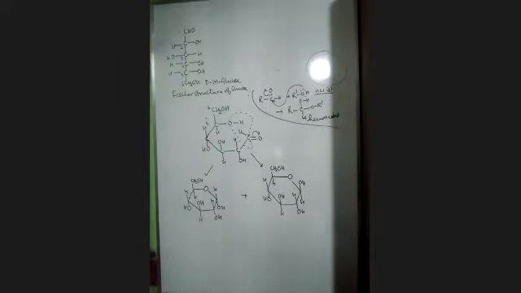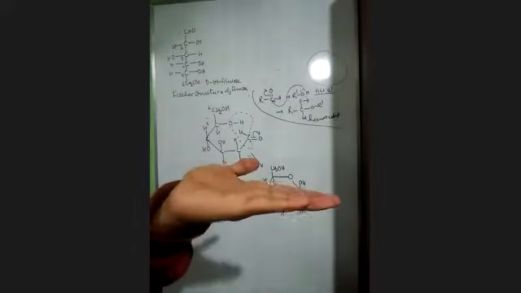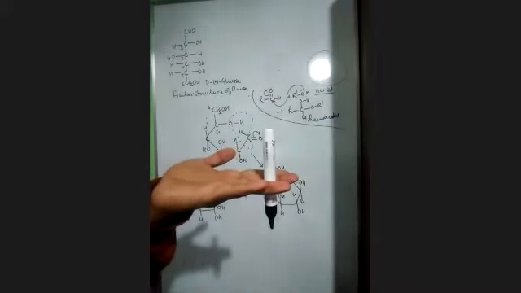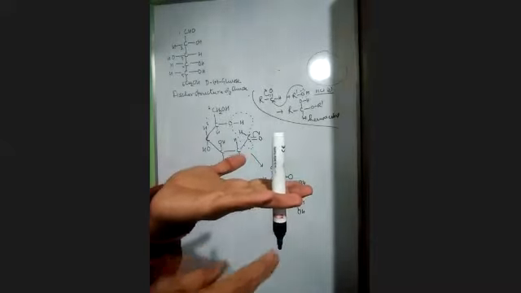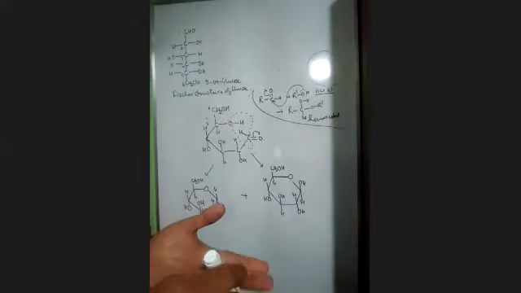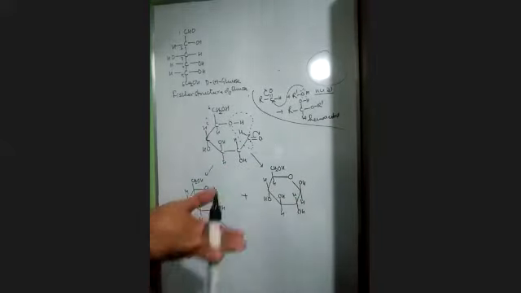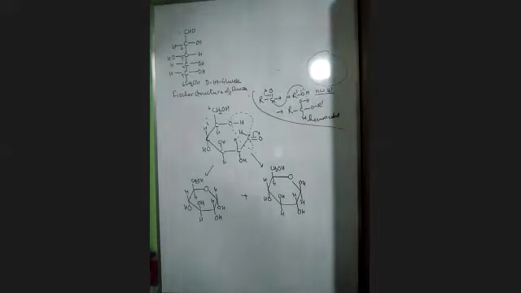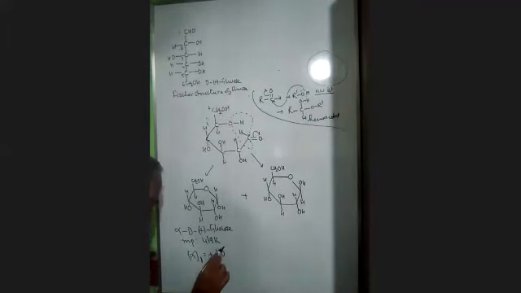Now, see, this is a ring like this. This is a ring like this. Here, in first ring, you find that OH group has gone to the bottom. So, classically, in the structure, if anything is below the ring, we call it alpha. And if it is above the ring, we call it beta. So this is alpha D plus glucose. What is its melting point? 419. What is its specific rotation? Plus 110 degree.